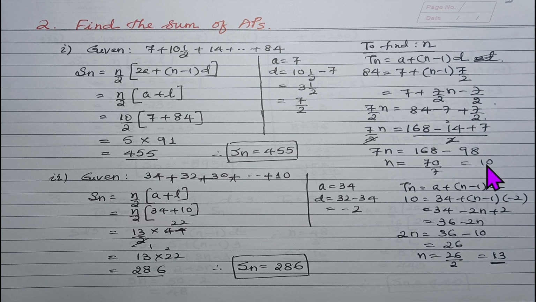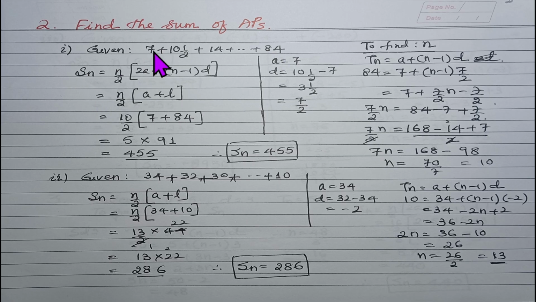So learn how to simplify this. So n is equal to 10. Now substituting the value of n here, it will be 10 upon 2 in the bracket, a is 7 and the last term is 84. So please remember, we can use the formula Sn is equal to n upon 2 in the bracket 2a plus (n minus 1) into d. Also we can use the formula n upon 2 in the bracket a plus l, since we know the first term and the last term. So both the formulas are correct.